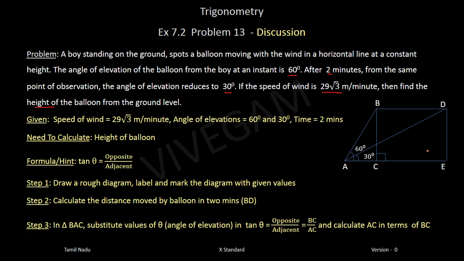Now, in the triangle BAC, tan 60 equals opposite by adjacent. So that is BC by AC, right? So now we are getting a relationship. Tan 60 we know, so you will get a relationship between BC and AC, okay? Or we will get AC in terms of BC, because this is a known value, right? That's the first one, one more step.